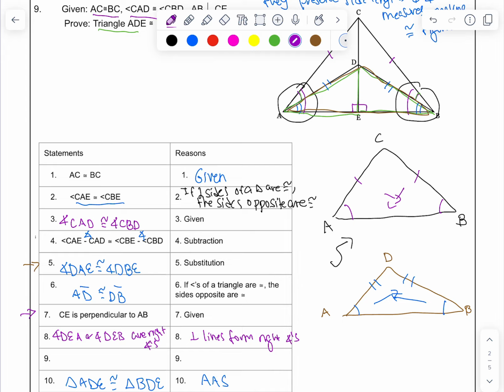And actually, now that the plan is different than what I thought, it might not be AAS. So we're going to have to go back, because that was when I thought we were using the reflexive property. It might still be, but it might not be. So we're definitely going to just double check.